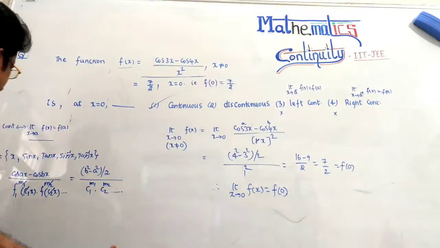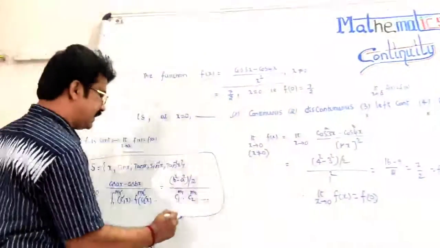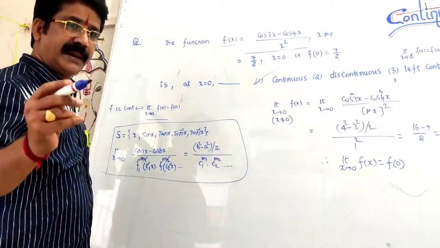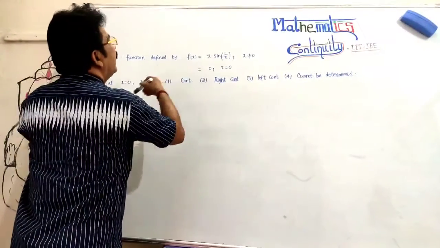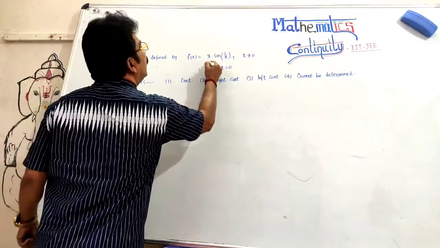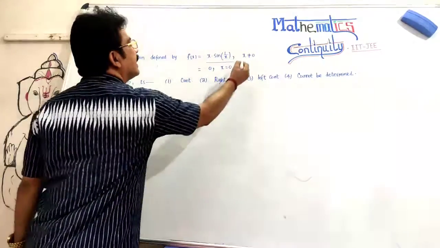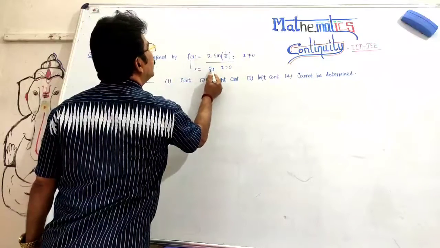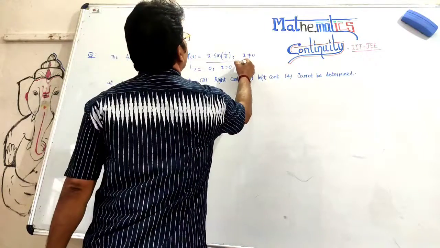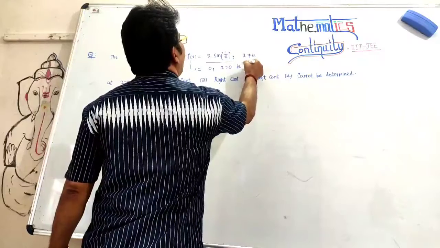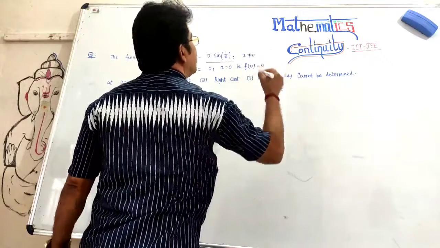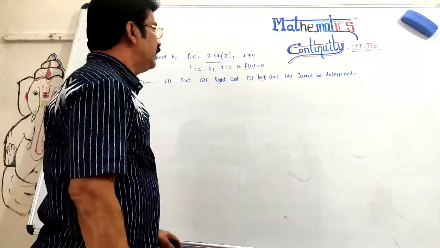One minute. Already I said about this. Please refer to the limits episode. Understand? The function defined by f of x equal to x into sin of 1 by x, x not equal to 0, and f of x equal to 0 when x equal to 0. What does it mean? When x equal to 0, its functional value is 0. That is the complete meaning.